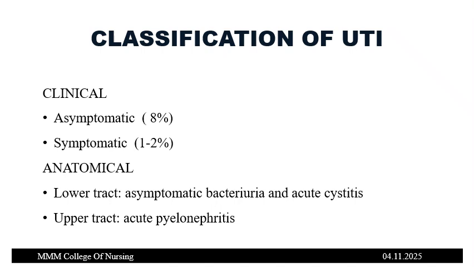Next, we'll move on to the classification of UTI. There are two main classifications, that is clinical and anatomical. Under clinical, we have asymptomatic and symptomatic. Asymptomatic constitutes about 8%, and symptomatic constitutes about 1 to 2% of the UTI. In anatomical classification, we have lower urinary tract infection and upper urinary tract infection. In the lower tract, we have asymptomatic bacteriuria and acute cystitis. In the upper tract, it is called acute pyelonephritis. So this is about the classification of the UTI.